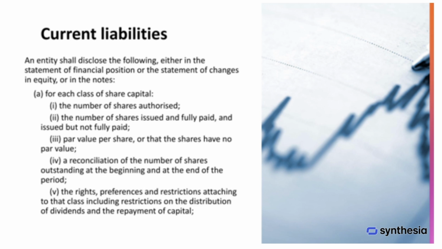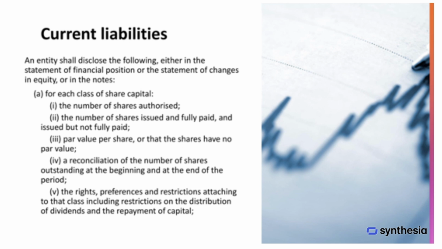An entity is required to disclose specific information about its share capital, either in the statement of financial position, the statement of changes in equity, or in the notes. For each class of share capital, the entity must provide details such as the number of authorized shares, the number of shares issued and fully paid, and those issued but not fully paid. It must also disclose the par value per share or indicate that the shares have no par value, along with a reconciliation of the number of shares outstanding at the beginning and end of the period.